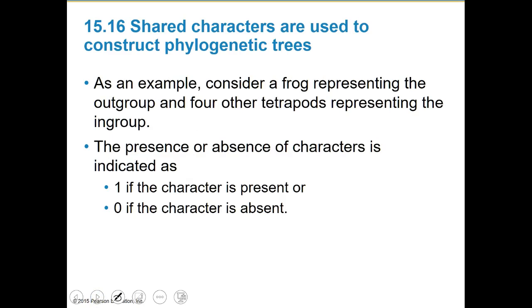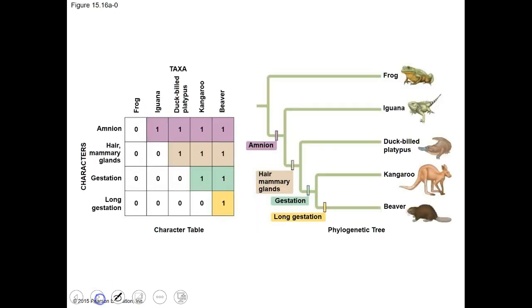Okay, so as an example, we consider a frog representing the outgroup. So we'll have a frog as the outgroup, and then we'll have four other tetrapods, or four-footed things, that will be the in-group. If we have a presence or absence of a characteristic, 1 would be present, 0 is absent. Here's what that looked like. Here's our frog, and all these things are going to be absent.